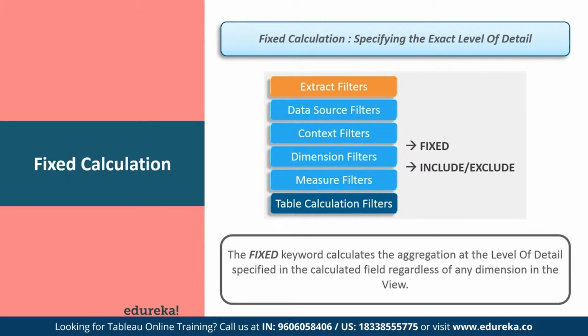If you look at the sequence of filters in Tableau, fixed calculations are applied before dimension filters. So unless you promote the fields on your filter shelf to context filters to improve view performance, they will be ignored. Include and exclude level of detail expressions are considered after dimension filters. So if you want filters to apply to your fixed level of detail expression, but don't want to use context filters, consider rewriting them as include or exclude.